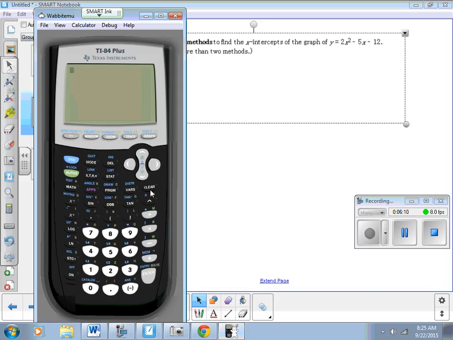You hit the y equals button, for those of you that are having trouble still inputting and using the graphing calculator. Really important. Make sure you come and see me. So 2x squared minus 5x minus 12. All right, as I type that in, is there anyone that has any questions on typing it into the equation? All right, go ahead and hit your graph button.